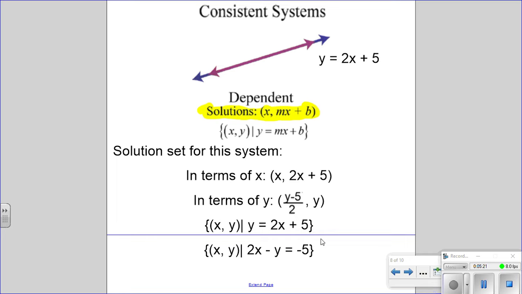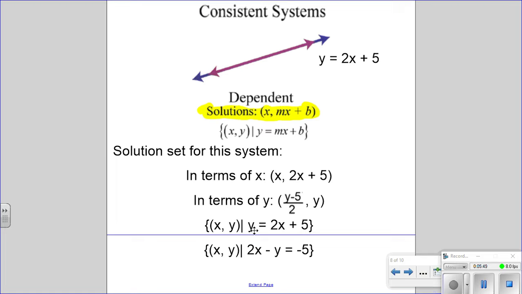There are two other ways. You see the braces again that we can write it, and this is called set notation. The way we read this is, we're representing any ordered pair xy, and this line right here is read as "such that" y is equal to 2x plus 5. It means that any ordered pair that creates this statement is a solution for the system of equations.